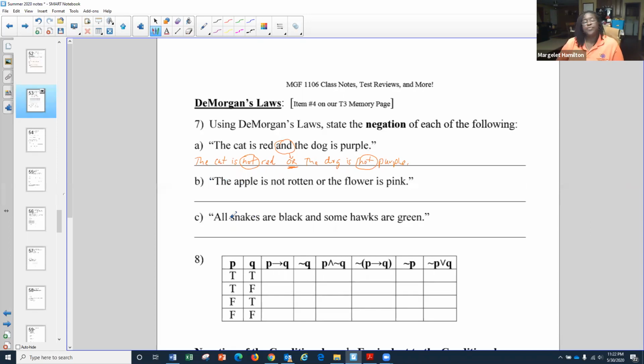All right. Taking the negation of our statements using the DeMorgan's laws says the apple is not rotten or the flower is pink. So negating the apple is not rotten, we have the apple is rotten. Our or becomes and, then it says the flower is pink. So negating that, we have the flower is not pink.